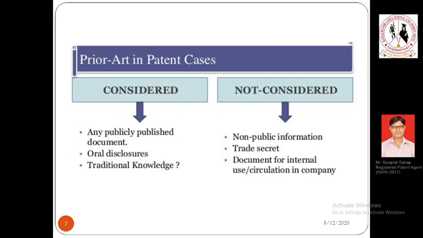Most importantly, traditional knowledge, as we discussed in the last sessions, is knowledge which is with us or which is ancestrally transferred from one generation to another, but it has a really important impact on a particular object or thing. So this knowledge is also considered as prior art according to patent searching. Now, what things are not considered?